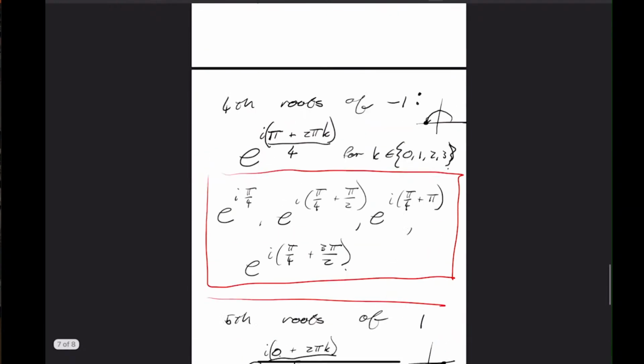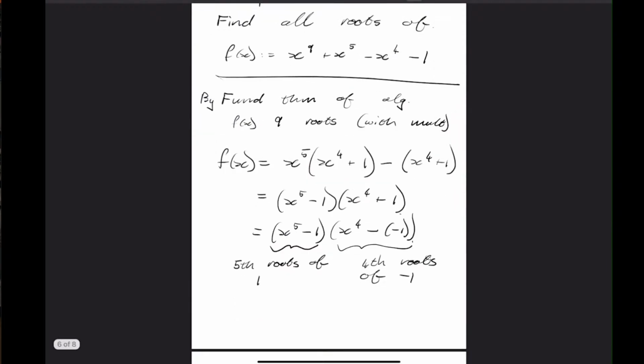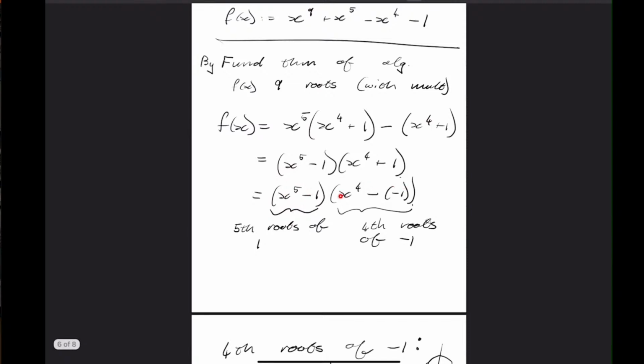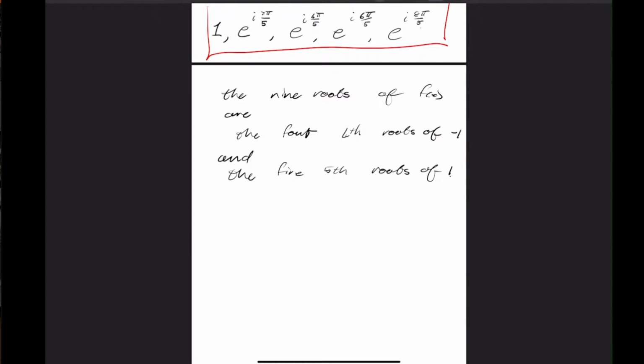So notice here, what did we do in this example? We saw that there was some pattern that we could exploit if we cleverly factorize our polynomial, and we ended up with some nice factors of the form x to the n minus some complex number and x to the m minus some complex number. And we know what the roots of polynomials of that form are. They are the fifth roots of 1, and over here the fourth roots of -1. Okay, so that is that example.